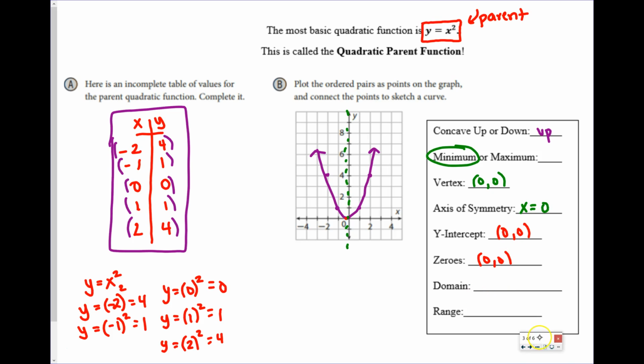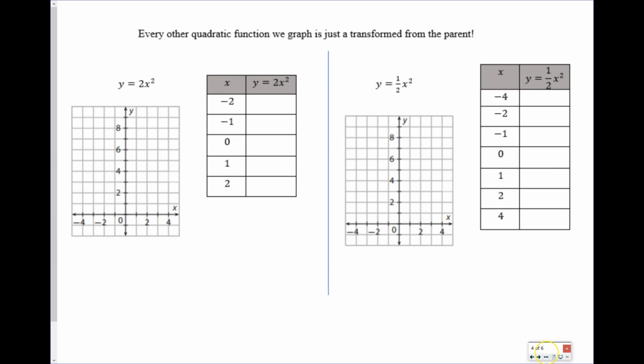Now, domain and range, I'm going to refresh your memory. Domain is all those values that go from left to right. So quadratics always have negative infinity to positive infinity for domain. It's going to go to the left forever, to the right forever. But your range, your lowest range value is 0, right there. It doesn't go any lower. There's no lower values below that 0. So it goes from 0 all the way to positive infinity. So this is your parent function. This is important. You want to memorize how to graph this, and you want to memorize its parts. Because now when we graph new quadratic functions, we're just transforming the parent.